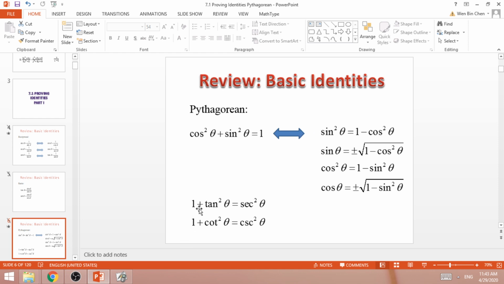Here are other Pythagorean identities. We're going to do the proof later. 1 plus tangent squared of theta equals secant squared of theta, and 1 plus cotangent squared of theta equals cosecant squared of theta. I don't think this is brand new stuff for you. This is something you already learned from trig.